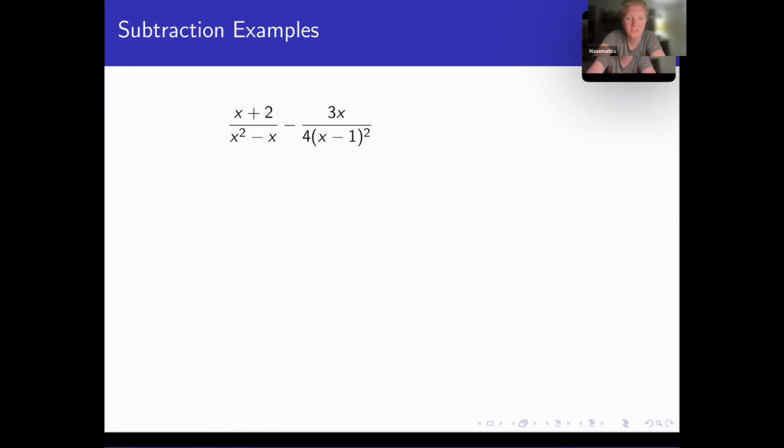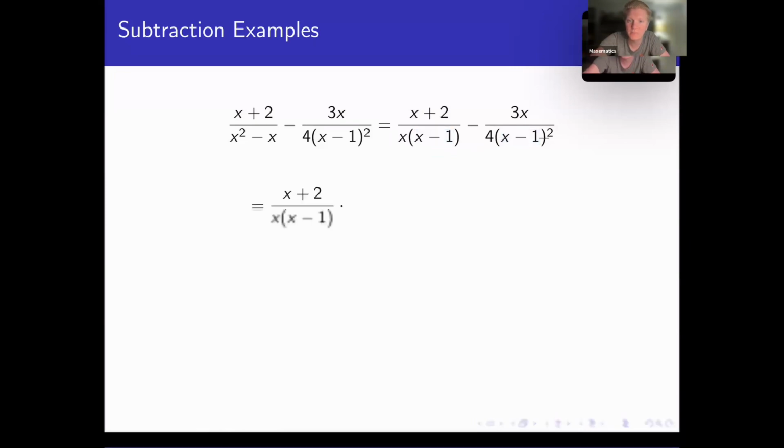Okay, x plus 2 over x squared minus x, minus 3x over 4 times x minus 1 squared. Again, step 1, make sure we factor first. Okay, what does this denominator not have that this one does? Well, this one doesn't have a 4 out in front, so we need to multiply by a 4. This one's got an x, this one doesn't, so we'll worry about that x later. But this one has a single x minus 1, and we need 2 of them. So let's multiply by 4 times x minus 1. We need the 4, and we need an extra x minus 1.